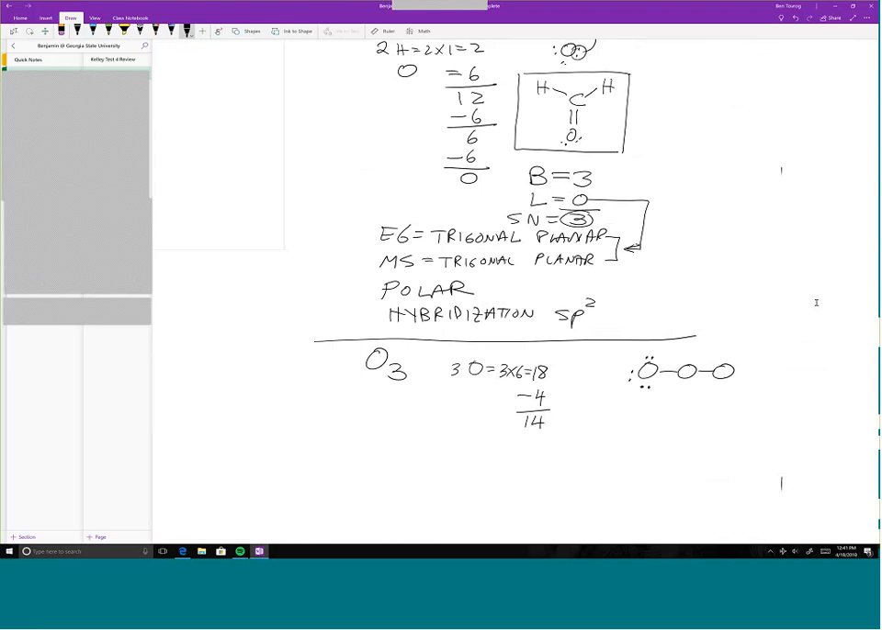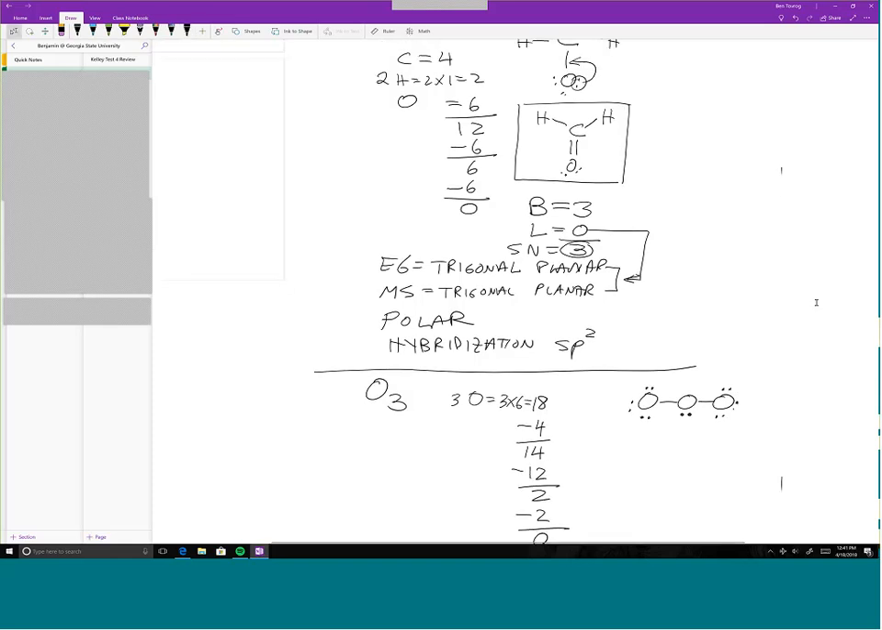Boom, boom, boom, boom. That is going to be 12. We have 2 left over. So we're going to have another situation where we have to put those remaining electrons on the center atom. And we are now again in a situation, I think this is the 3rd time in the last 3 examples, where the oxygen in the center only has 6 electrons. It's short. So we have to make a double bond with one of the outer atoms.